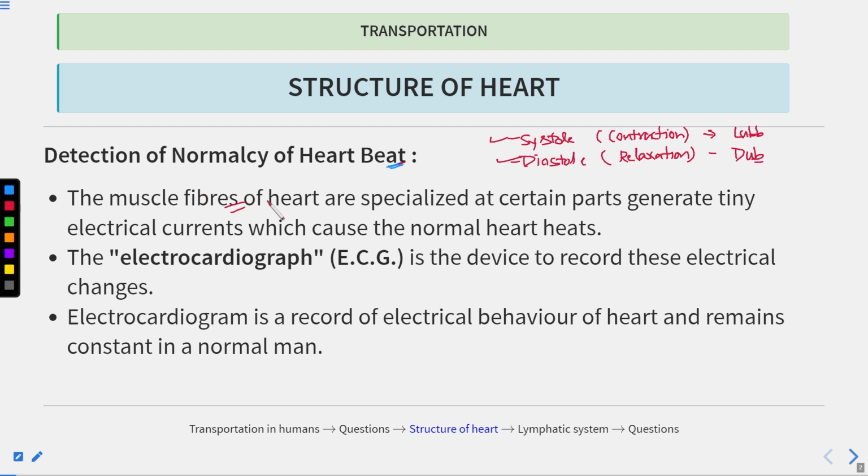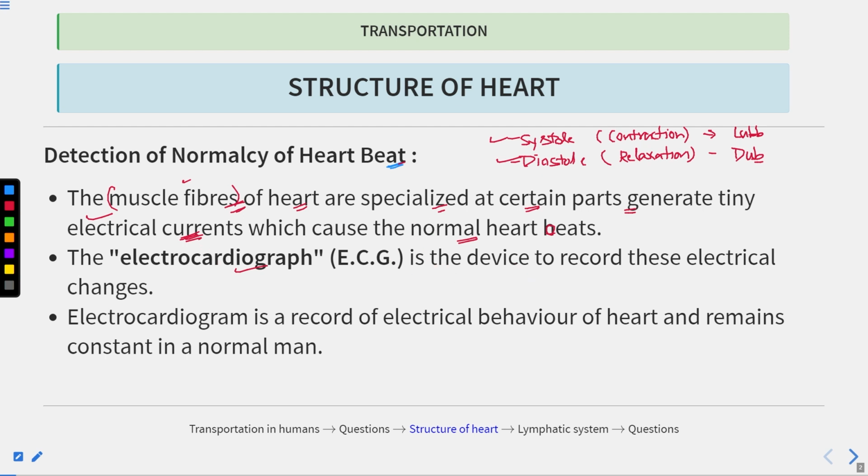Now the muscle fibers of the heart. What are the muscle fibers? They are made up of cardiac tissues. The muscle fibers of the heart are specialized at certain points, and they generate tiny electrical currents which cause the normal heartbeats. These electrical currents or electrical signals are detected by an instrument known as electrocardiograph, which is also known as ECG.